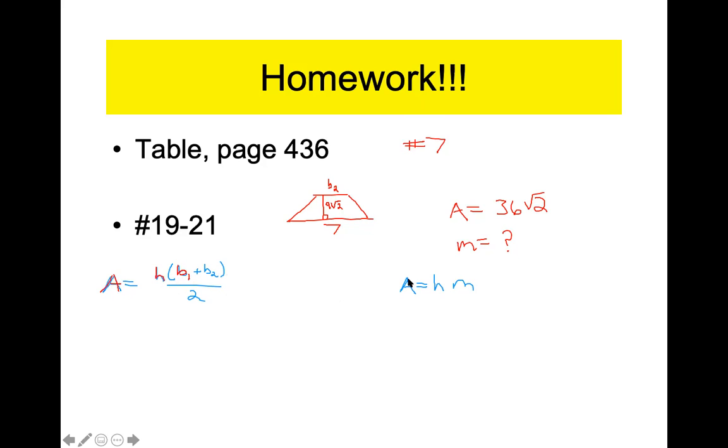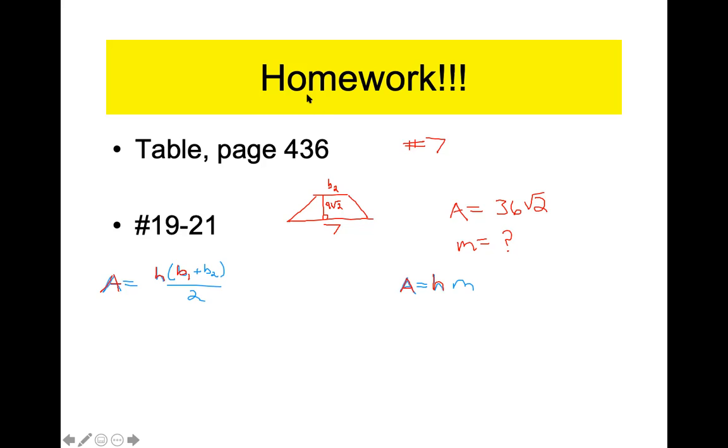On the second formula, well, I know the area. I know the height. Hey, I can use either formula. Look at that. There's only one missing letter. It's in blue for each formula. So it doesn't matter which one I use. I actually have to use both to find the answer. So let's do that.